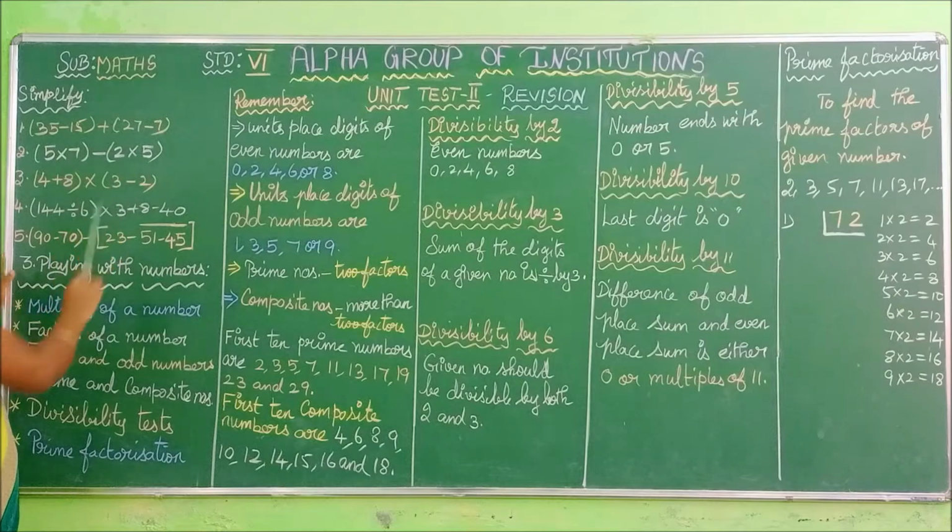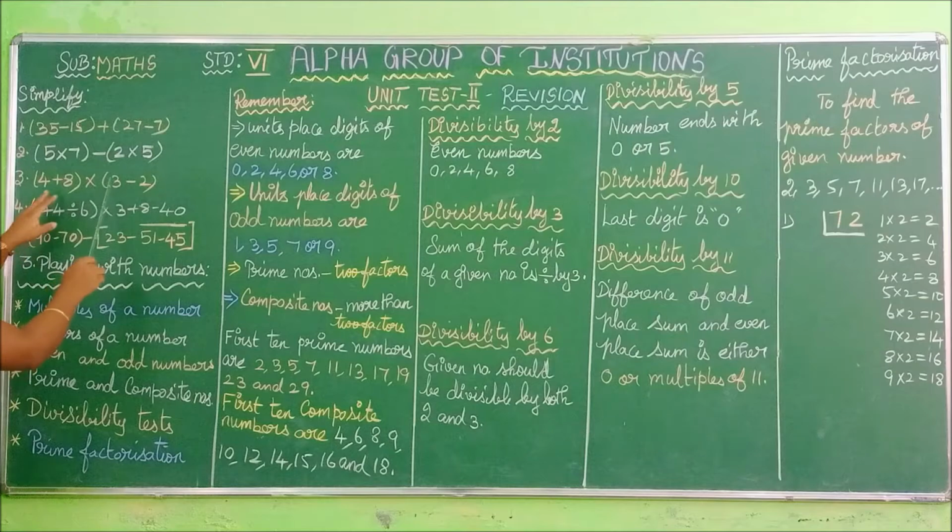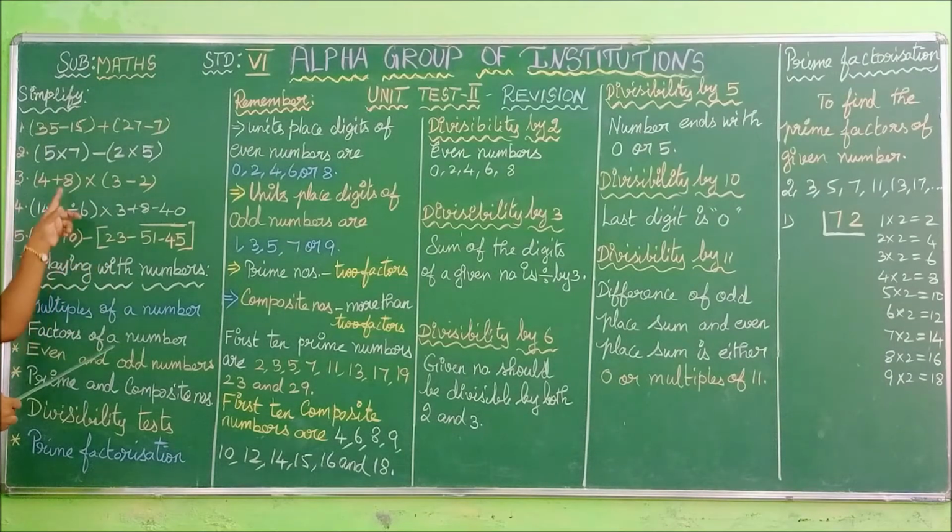See the next sum. In this sum also you have two brackets. Both are the same type of brackets, that is, simple brackets. So you can evaluate both the brackets simultaneously. See here, 5 into 7 you get one answer, 2 into 5 you get one answer, and then you have to subtract the two answers. Okay. See the next one. Similarly, in this sum also, here you have two numbers with addition and here you have two numbers with subtraction. So you can evaluate both the brackets simultaneously. You get two answers. After that you have to multiply those answers. Okay. See the next one.